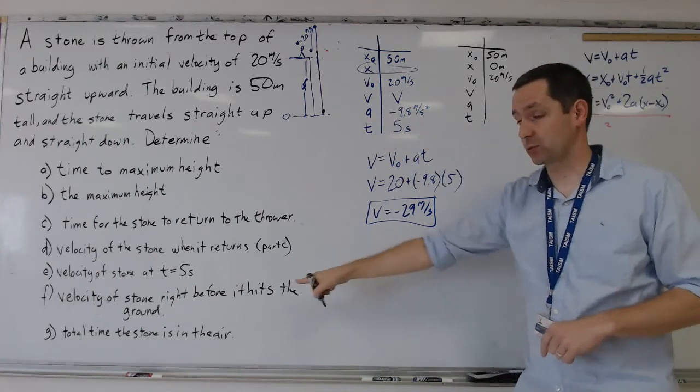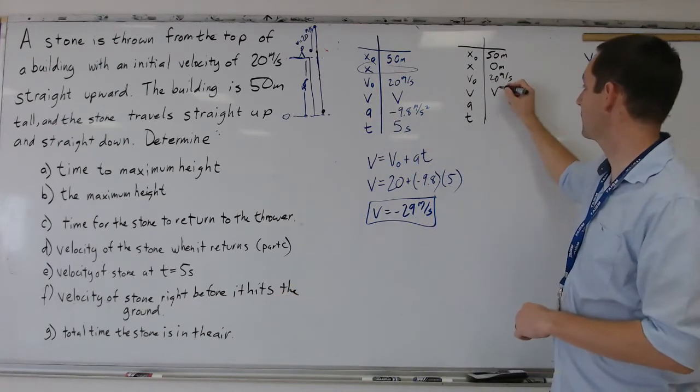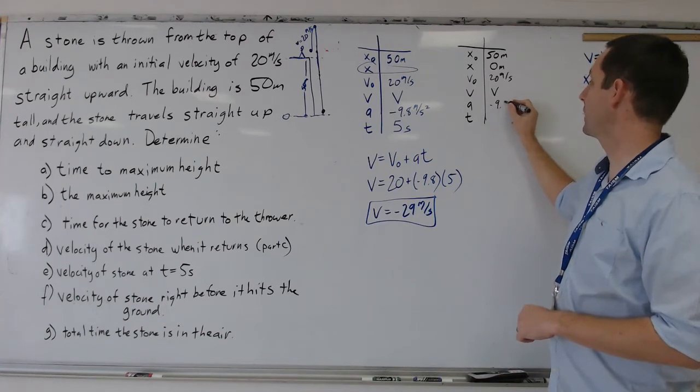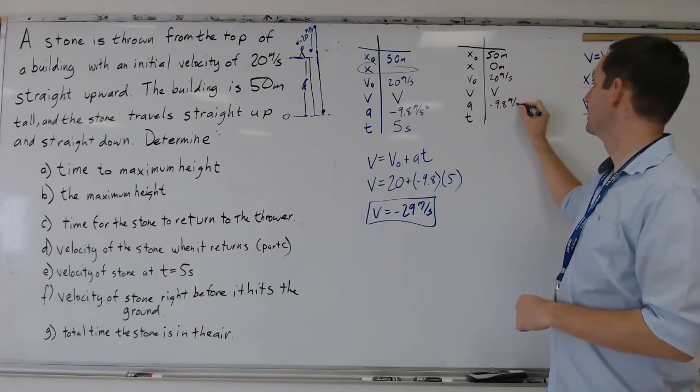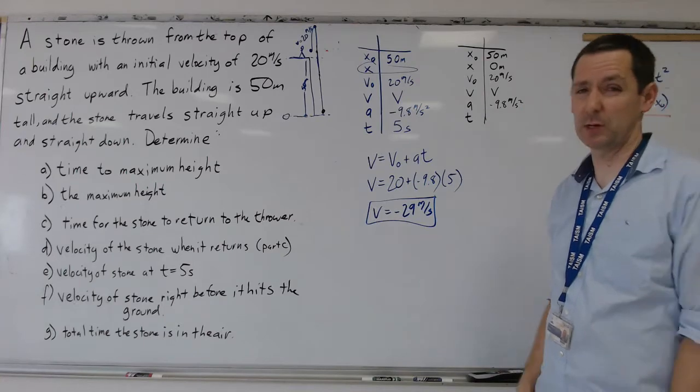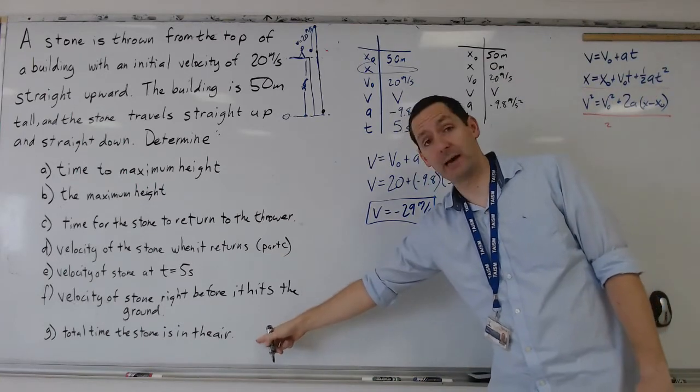That's right before it hits the ground. That's what I'm looking for right now, so I'm going to go ahead and put the v there. The acceleration is still negative 9.8, so it looks like I have most of the information. I don't have time. I don't know what time it is before it hits the ground. It looks like I'm going to do that in letter G.